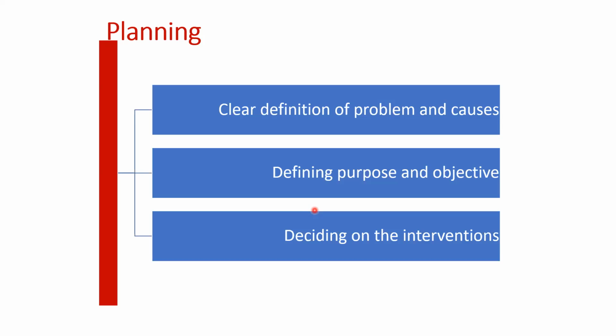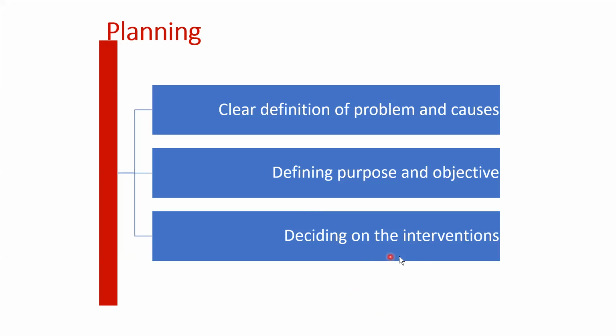Then defining purpose and objective. So why you are doing that? Why you are interested to solve that problem? What are your objectives? So why you are spending time and money on that? So that must be clearly defined. So whatever you are going to do, that must be clearly defined, that I am going to do this because I have these objectives and this is the purpose of my work. So this is in planning.